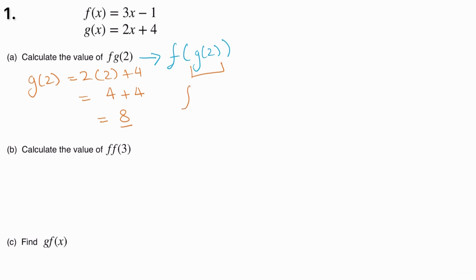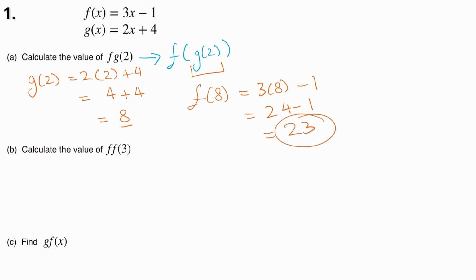So now I'm going to write f of 8, f(8). So now I'm going to put 8 inside the f function. So I'm going to write 3 times 8 minus 1, which then equals 24 minus 1, which then equals 23. And that is our final answer.